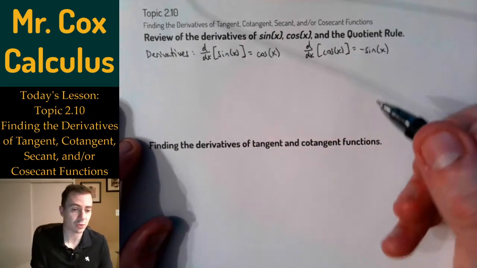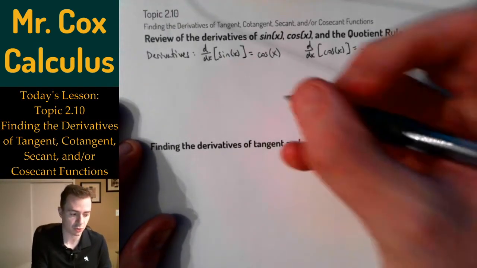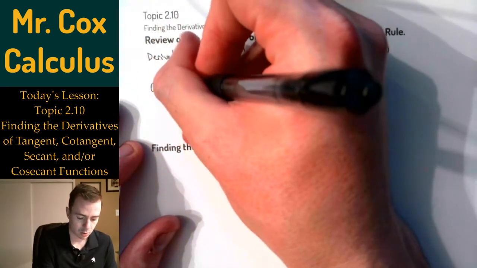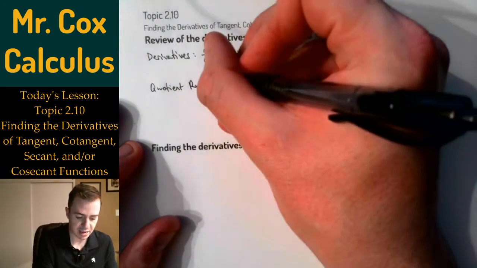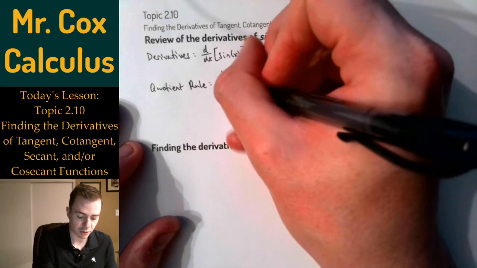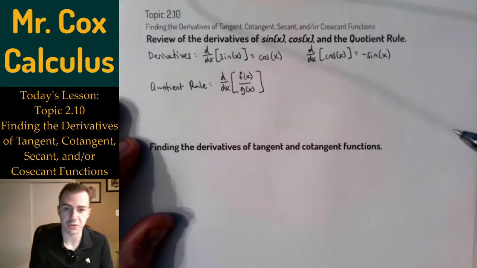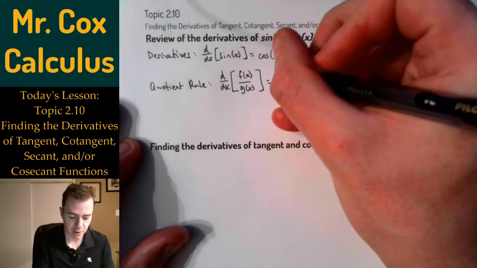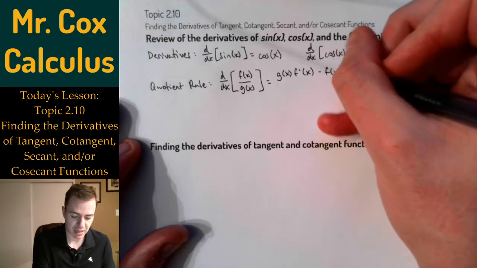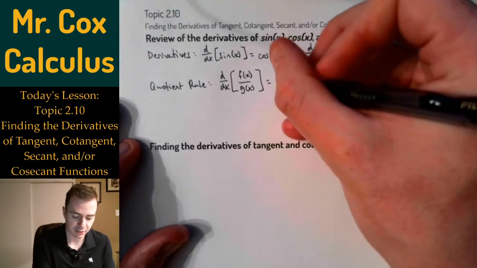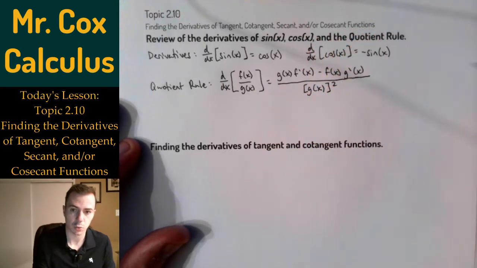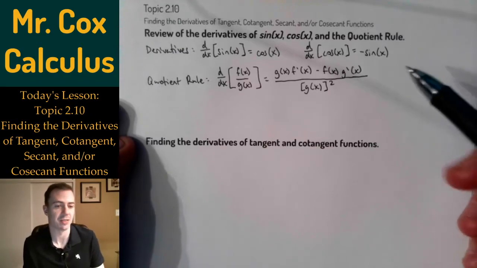The other thing that we're going to have to remember is from the previous topic, topic 2.9. We need to recall the quotient rule, which says that if I take the derivative of a quotient of two functions, and the notation we used was f of x over g of x, that was equal to g of x times f prime of x minus f of x times g prime of x, all over g of x quantity squared. And so you can almost envision exactly how this is going to play out.